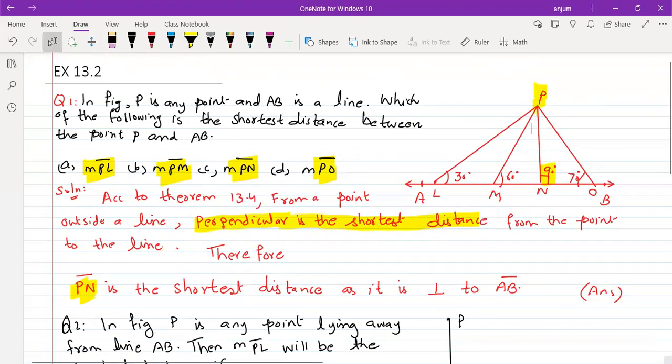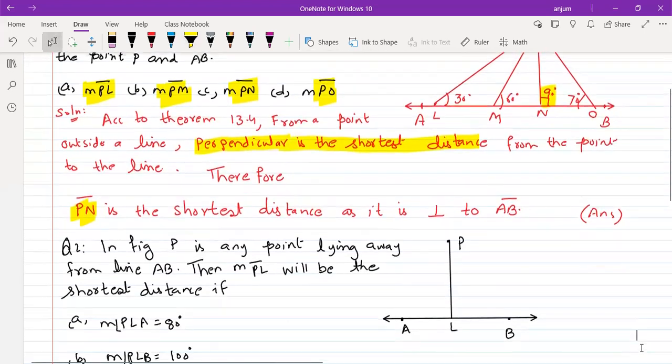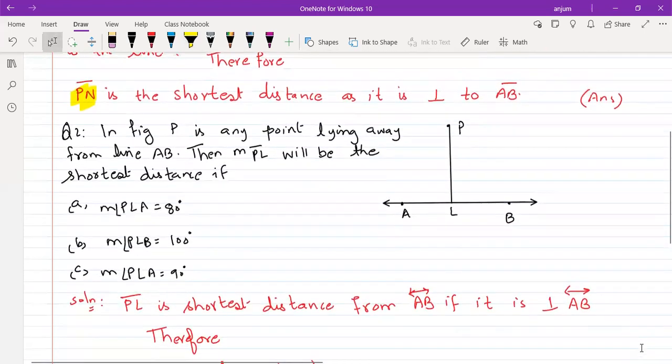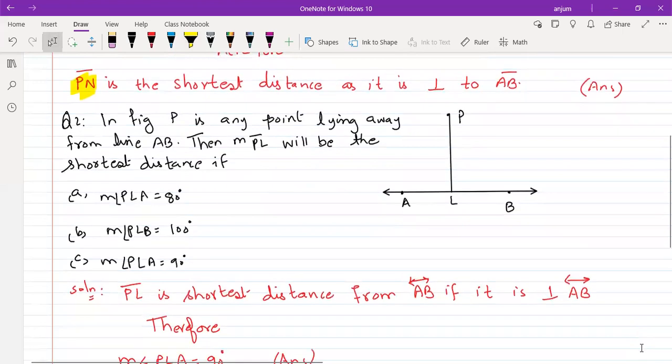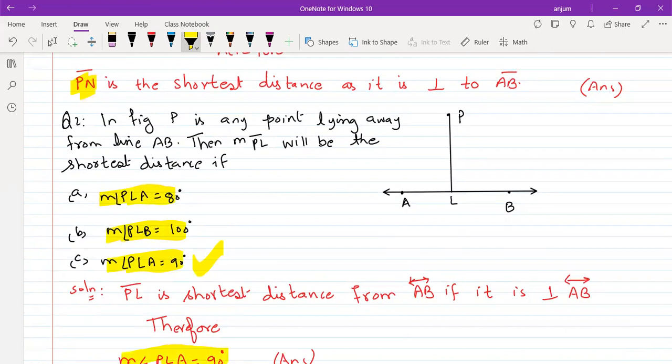In question number 2, the statement is that in this figure, P is any point lying away from the line AB. Then PL will be the shortest distance if angle PLA is 80 degree, PLB is 100 degree, or PLA angle is 90 degree. As we have just seen, we can get the shortest distance only and only if it is perpendicular. So PL will be the shortest distance from AB if it is perpendicular to AB, and this is only possible if angle PLA is equal to 90 degree. So option number 3 is correct.